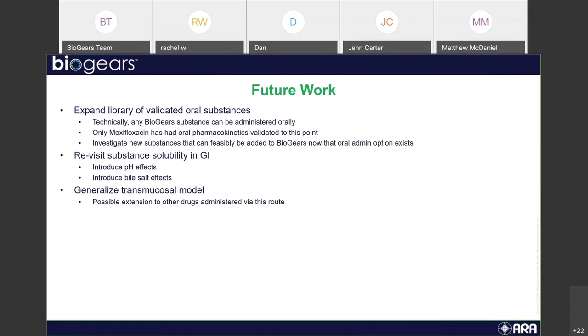We do want to revisit solubility in the GI, pH, bile salts. That's going to have a big impact on the dissolving timing of different drugs. And then we'd like to generalize the transmucosal model if we can, because it'd be interesting to be able to extend that model to other drugs and not just have it tuned specifically to fentanyl.